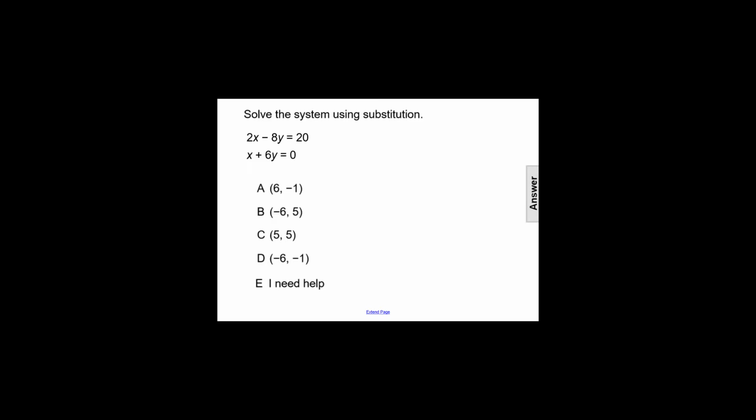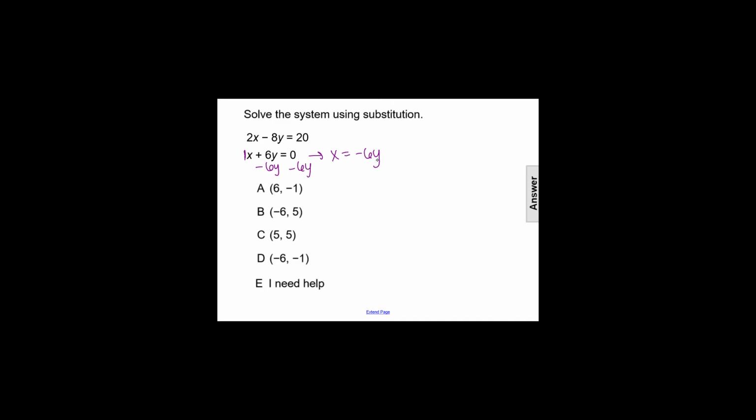Now we could choose either equation and solve for either variable, but the quickest and smartest way to do that is to look at the second equation and solve for x. The clue to do that is that x has a positive 1 coefficient, so I can easily solve for x in one step by subtracting 6y on both sides. That will give us that equation as x equals negative 6y.